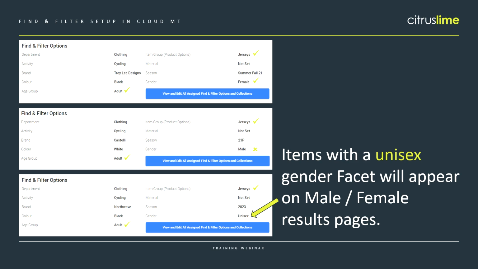Hopefully, you're now feeling more confident with how the find and filter options on an item affect the results pages on which it shows. Remember, an item could appear on lots of different pages from within your facet navigation. The item at the top of the screen, for example, would appear on a page set to show all items from the Troy Lee Designs brand, and it would also show on a page set to show all items with department clothing and activity cycling, and so on.